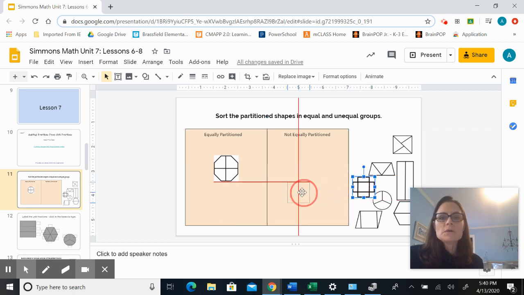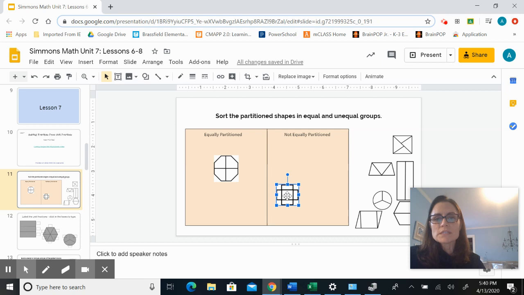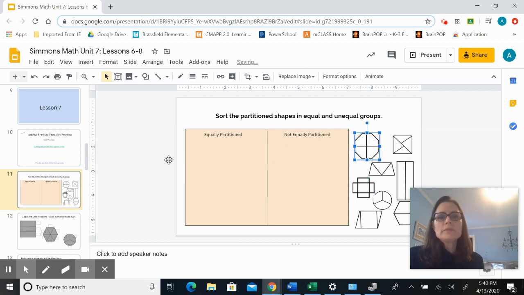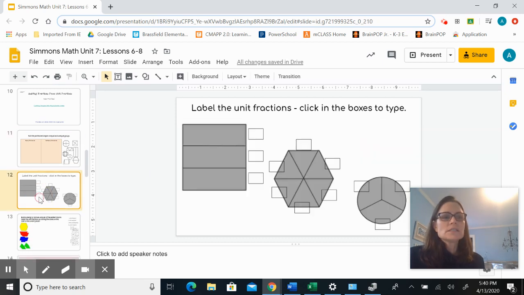If I want to move this one, I'm going to click, hold, and drag. Now, is that equally partitioned or unequally partitioned? Are all those pieces to that shape, are they all equal sizes? Think of it as birthday cake, right? Everybody wants the biggest piece of birthday cake. So would you be happy with one of the smaller pieces if they were not equal? So I'm going to move those back over there for you. And that's all you really have to do there for practice.